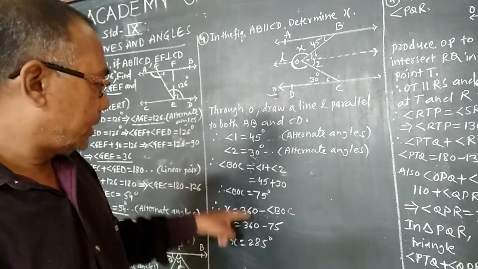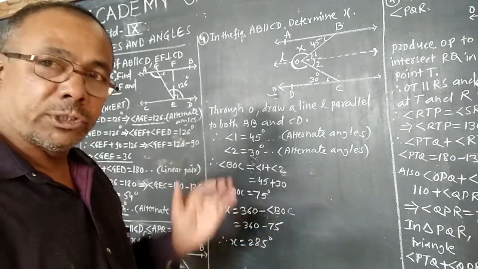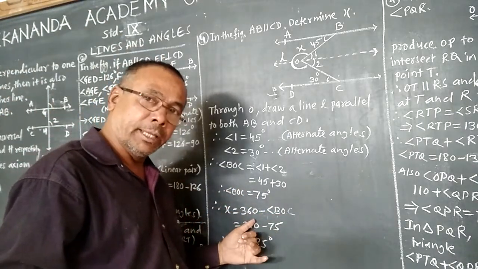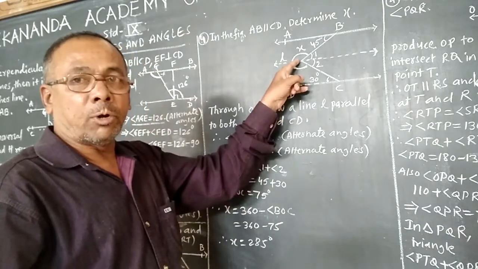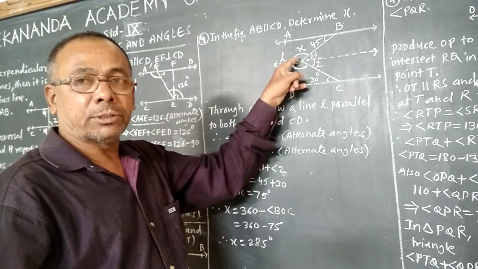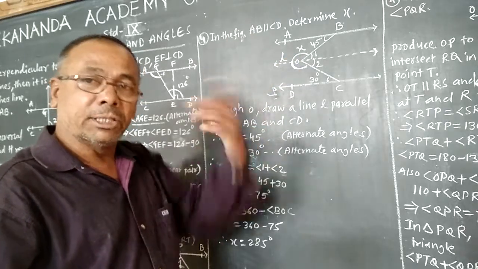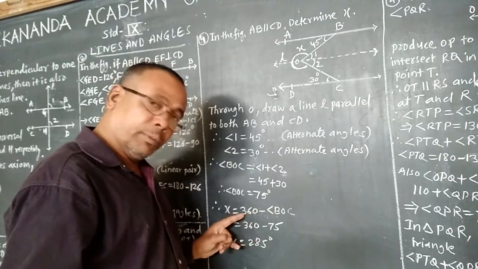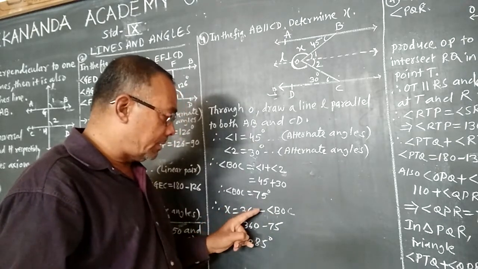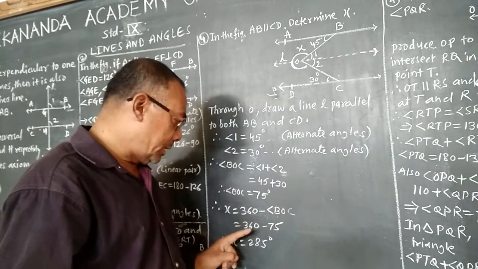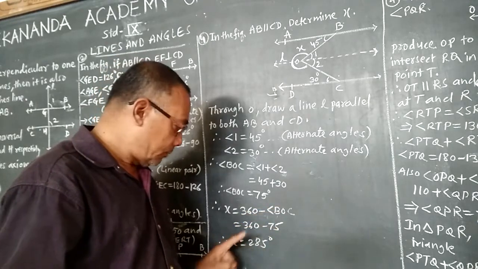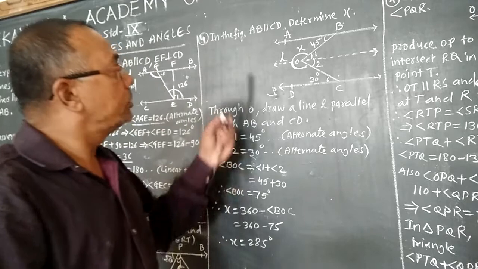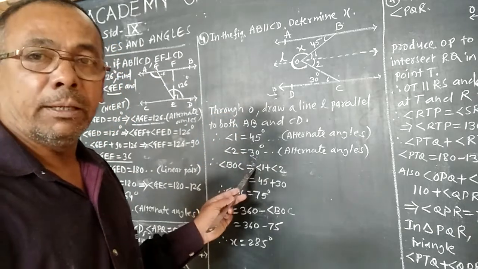Here x is equal to 360 minus angle BOC. We subtract the measurement of angle BOC from 360 degrees, because the sum of the measures of the angles round the point is 360. So we have to subtract the measure of angle BOC from 360. So x is equal to 360 minus angle BOC, that is 360 minus 75. We will get x is equal to 285. So this was a very simple example.